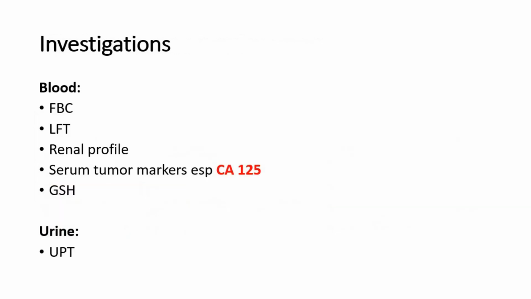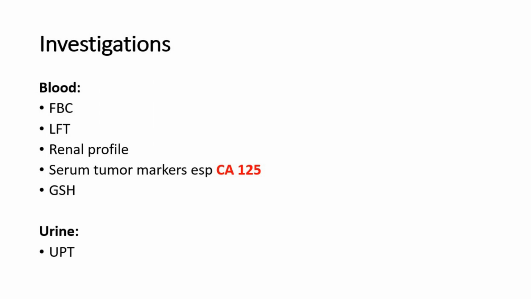The investigations include blood investigation like full blood count, which is to assess for the hemoglobin level, the white blood cell count, and platelet level, to exclude any anemia, infection, or bleeding disorders. Liver function test to exclude metastasis to the liver. Renal profile to assess the kidney function, because if there is a large pelvic mass, it may compress the ureter, which will cause hydronephrosis and subsequent kidney damage. Serum tumor markers, especially CA125, is increased in 80% of the epithelial ovarian cancer, especially in serous type.